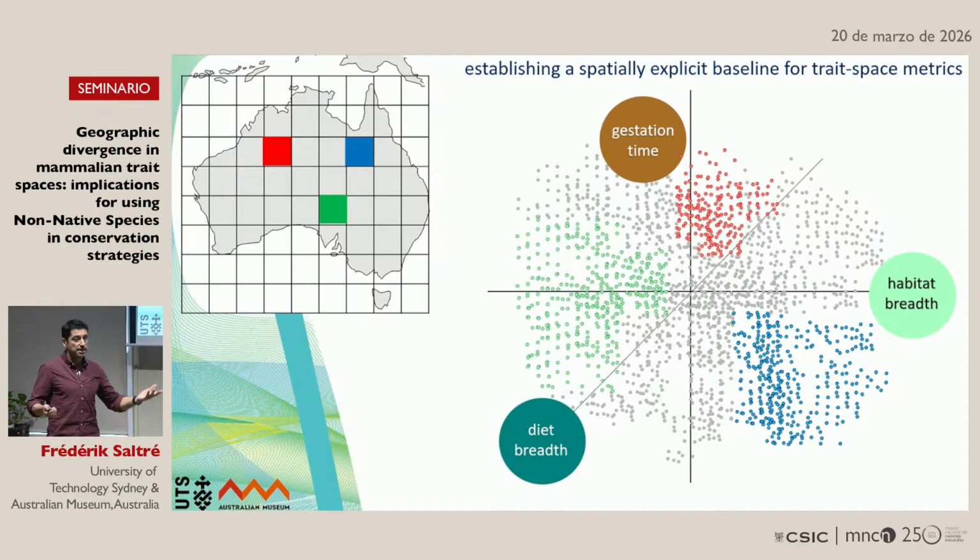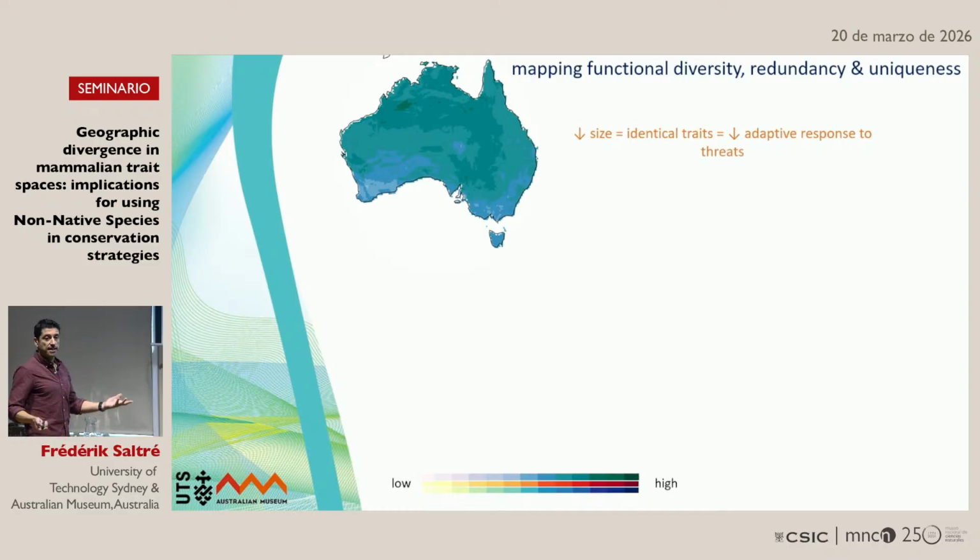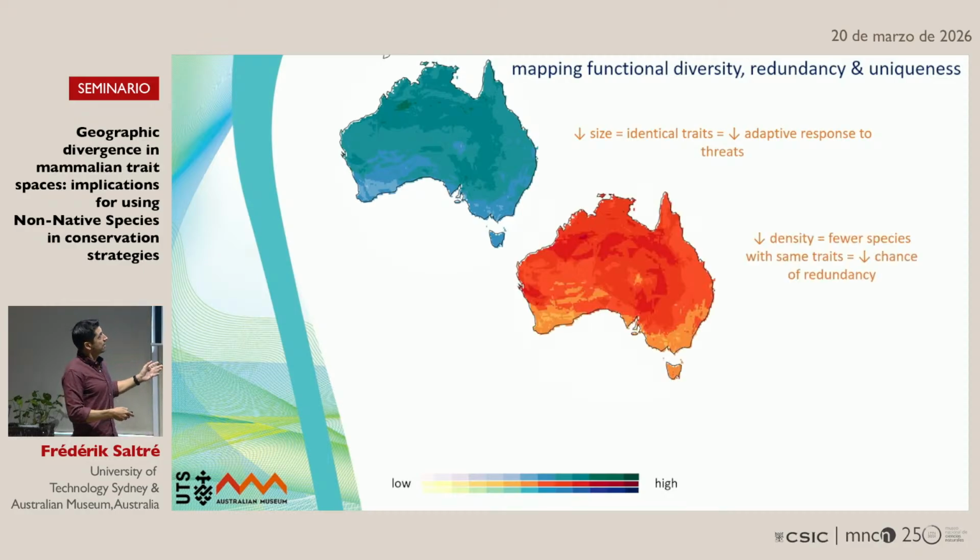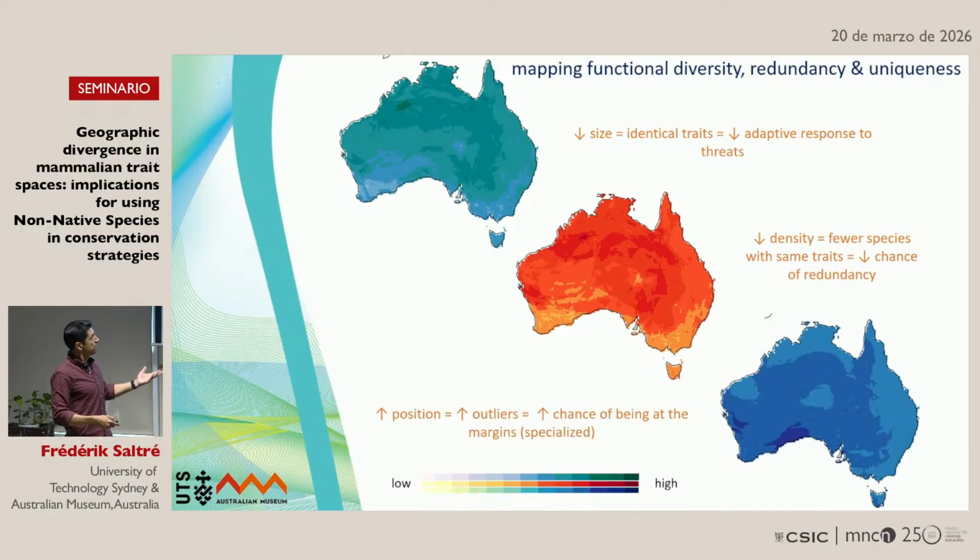Instead of looking at invasive versus non-invasive species, this time you group your clusters based on location. You grid the space, and instead of invasive, non-invasive, prey, and so on, you're going to have the red location, the blue location, the green location. Exactly the same principle, and you can have exactly the same metrics and compare them. And you start having some maps. You can map the size of each cluster by location, you can map the density as well, and you can also map the position. So when you have a low size, in the light colors here, that means you have more identical traits and a lower adaptive response to threat, for example.